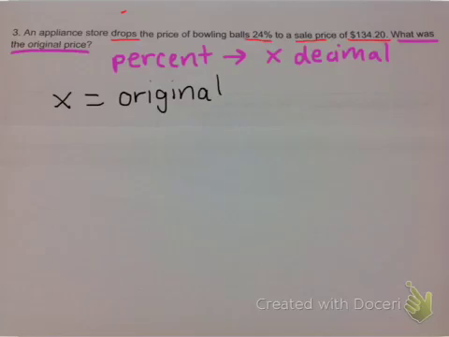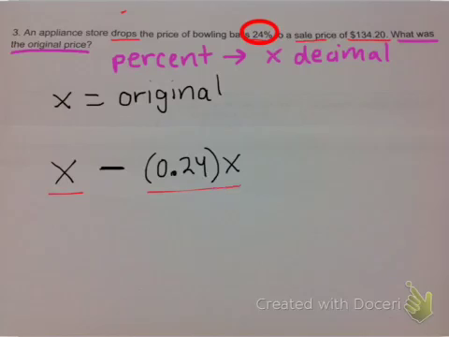So now, reading the problem again, an appliance store drops the price. That means that I start at the original price and I take away money. So I'm going to start at an x and I'm going to take away a certain amount, and the amount that I take away is 24%. The way I represent 24% is 0.24, that's the decimal version of 24%, and it's 24% of the original price. So I'm starting at my original price, and then I'm taking away 24% of my original price. And after I do that, the price is $134.20. Okay? So from here, I can solve for x.